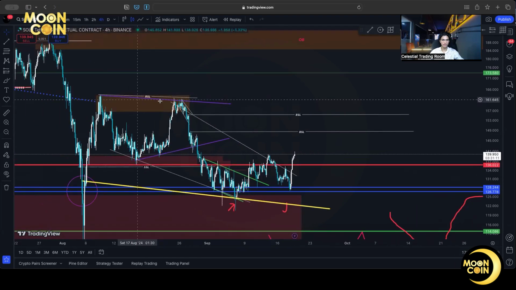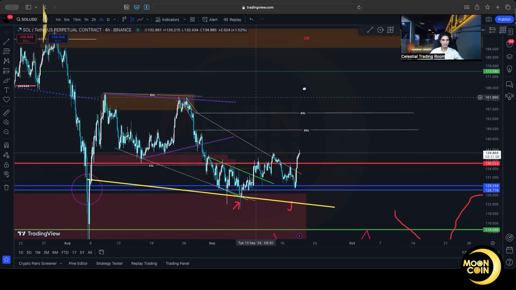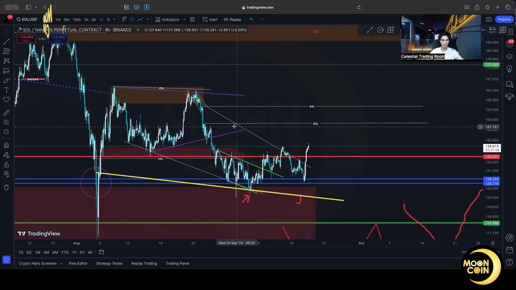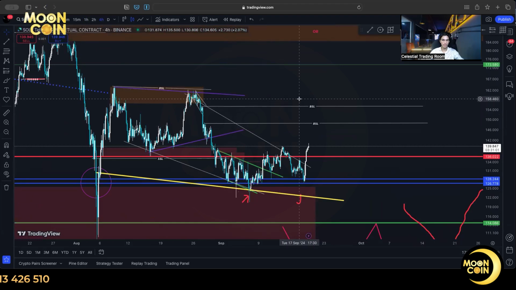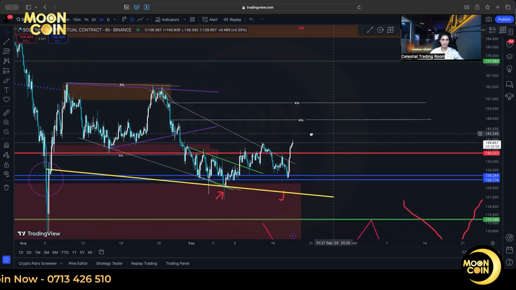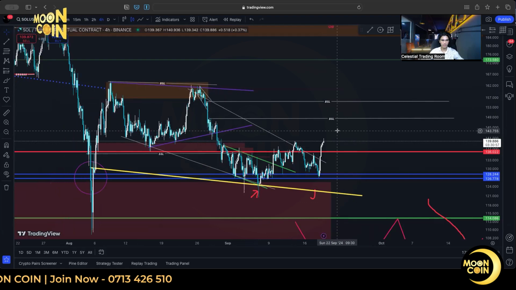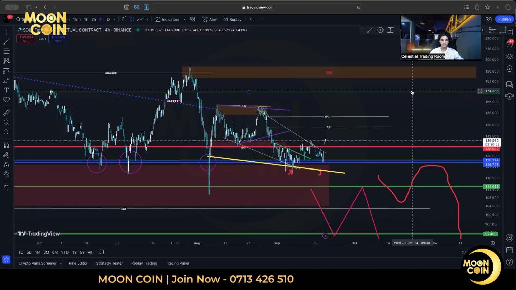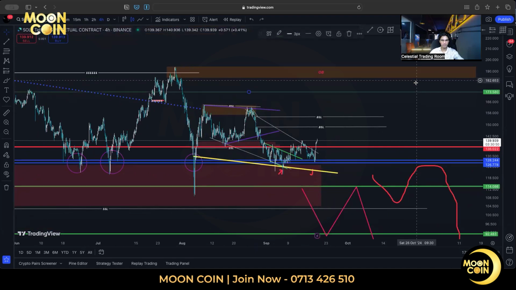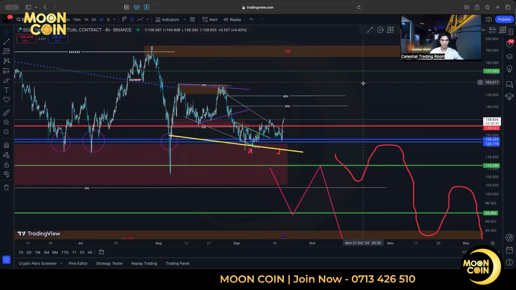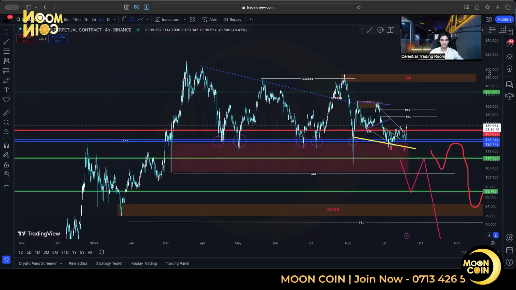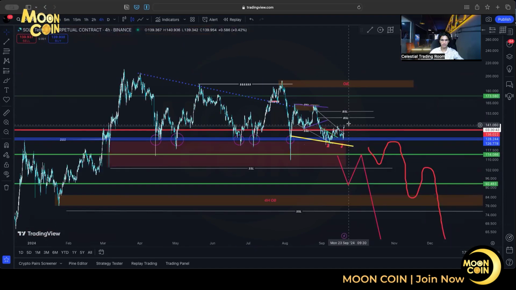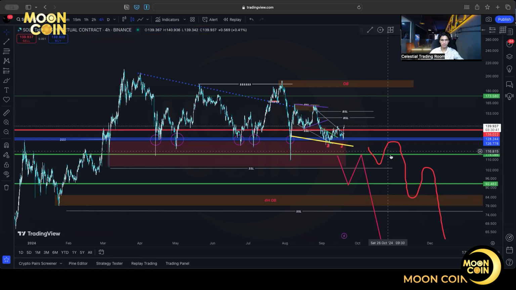So you can see there's a pattern here. It's a symmetrical triangle, and there are a bunch of buy side liquidities, and the market is trying to sweep everything. We predicted that after the liquidity has been swept, the market would face a major dump in the coming future.